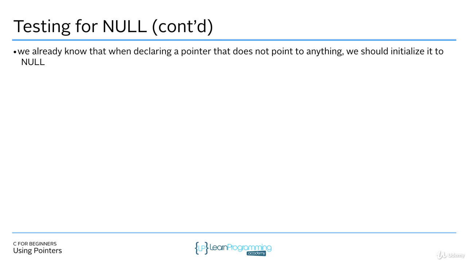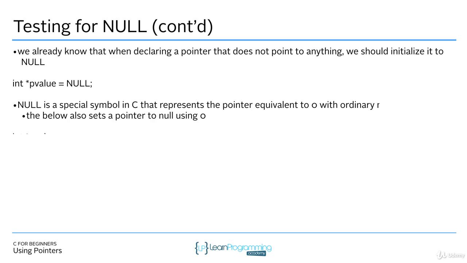So this is where null comes into play. You can actually test for null to make sure you don't have a bad dereference, or make sure your program doesn't crash. So we already know that null basically points to nothing, and we should initialize all of our pointers to null. So we should always do something like this.